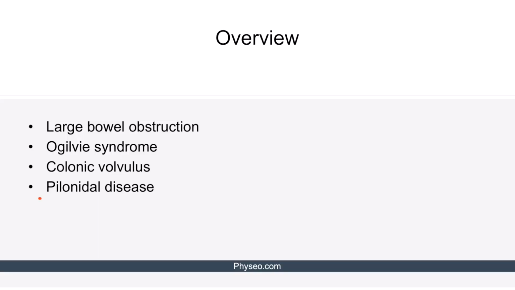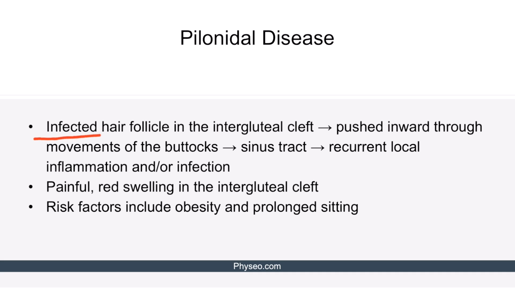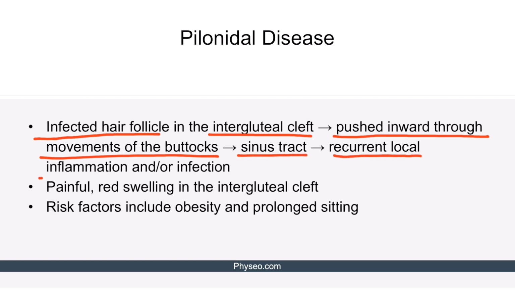The last topic of our discussion is pilonidal disease. Pilonidal disease usually occurs when an infected hair follicle in the intergluteal cleft is pushed inward through movements of the buttocks and thus forms a sinus tract leading to the skin. This causes recurrent local inflammation and/or infection. It presents as painful red swelling in the intergluteal cleft. Risk factors include obesity and prolonged sitting.